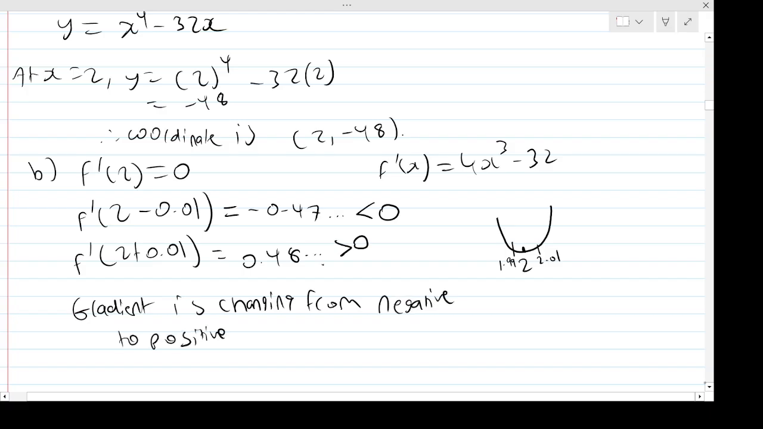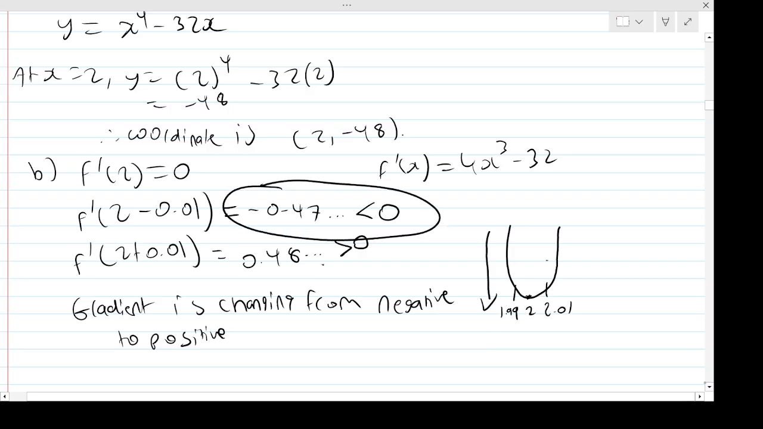And so we have this idea here then. If I redraw this a little bit better, this is my point 2. Let's say this is 1.99, and this is say 2.01, so I'm a bit either side of my point 2. The gradient to the left of 2, at 1.99, is going down. That's what this is telling me. When I'm subtracting a bit from 2, the curve is going down.